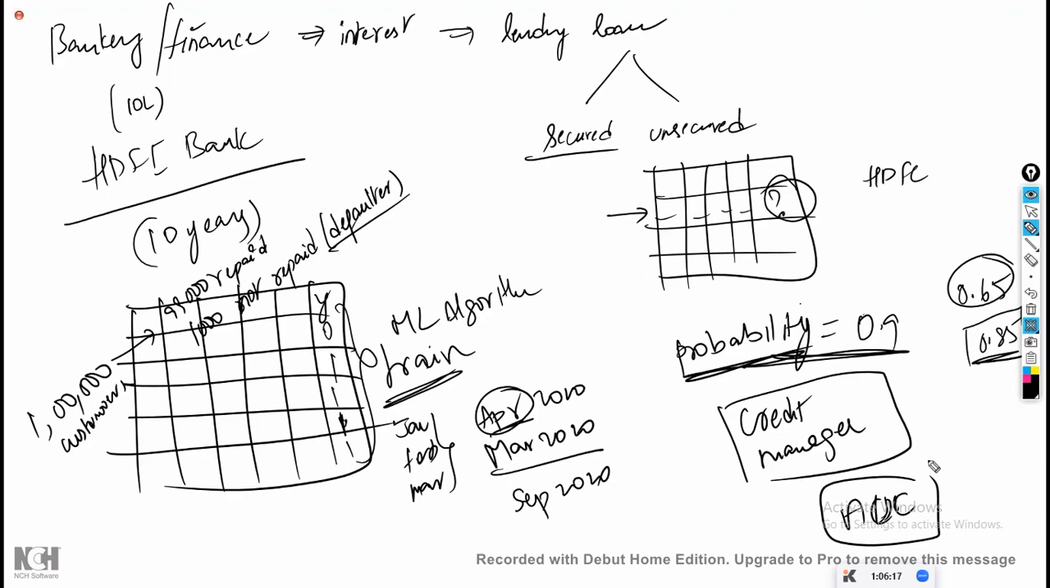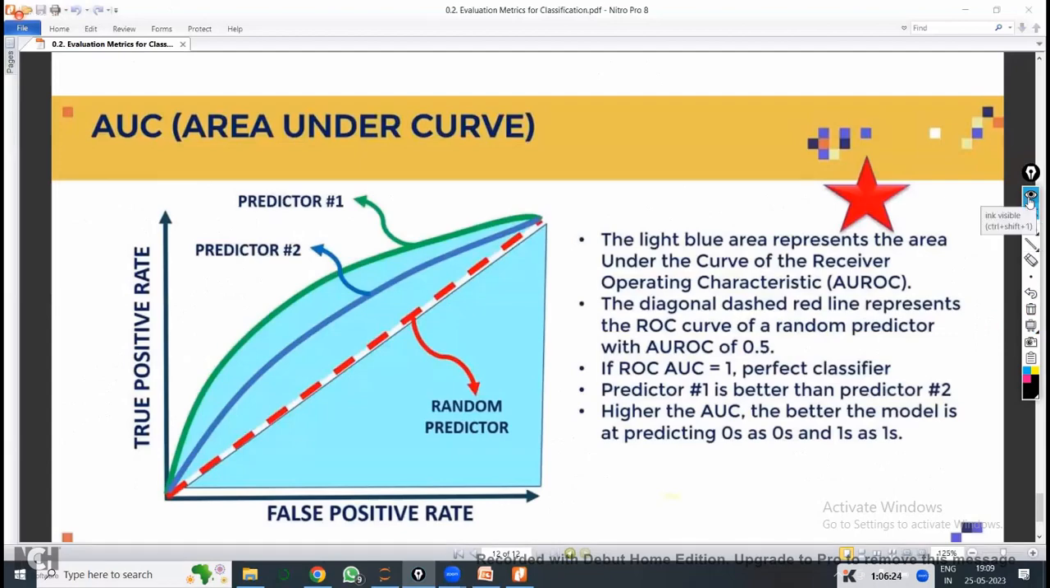Is that clear now? Completely. That is with respect to logistic regression and ROC and AUC.